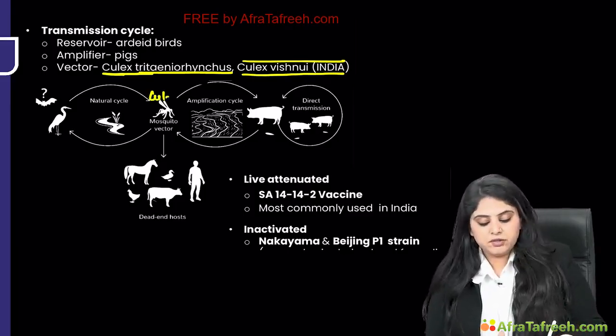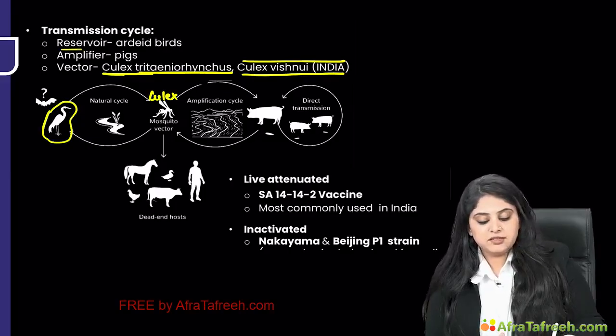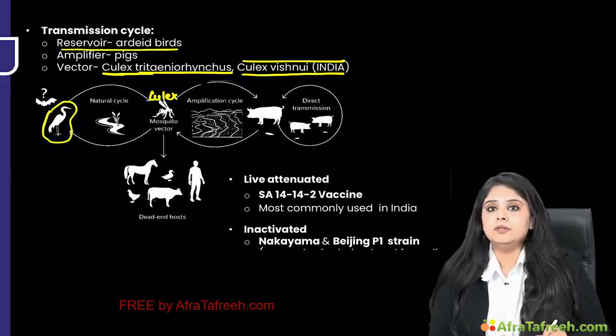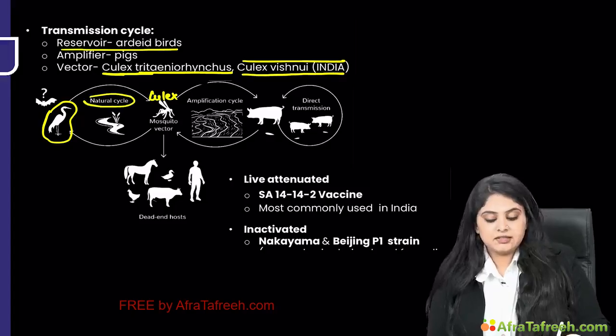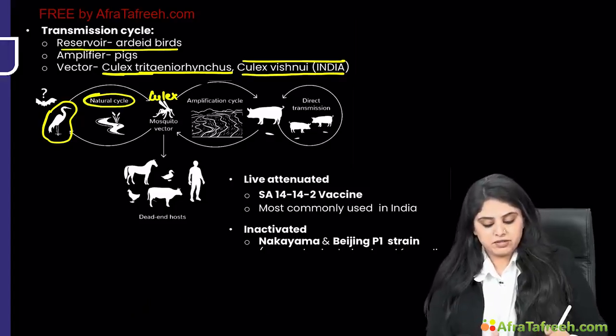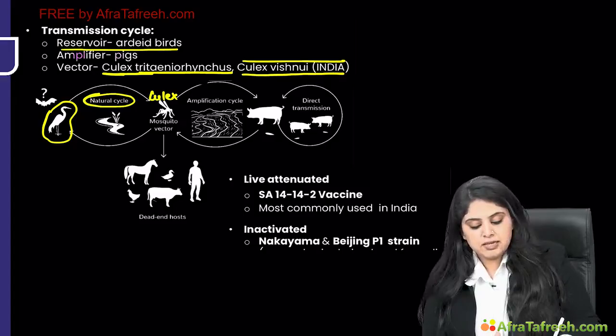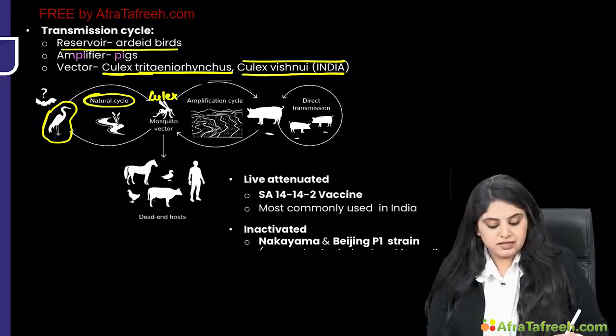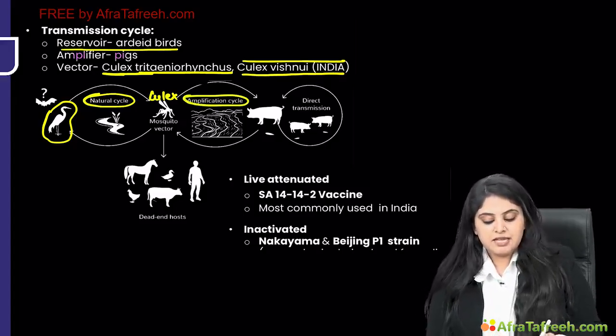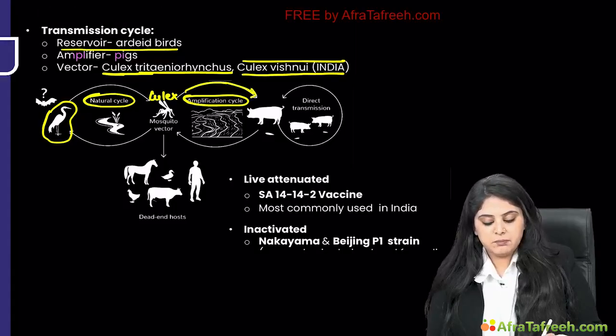I have a Culex over here, fine. Apart from that, I see these birds. You know what these birds are? These are the reservoirs, known as the red birds. This is the natural cycle that happens. But if you have to amplify, then for amplification pigs are going to be there. So this cycle that is happening over here is the amplification cycle between the pigs and the Culex.